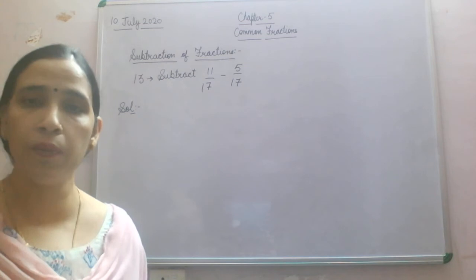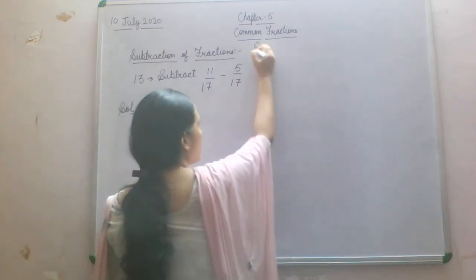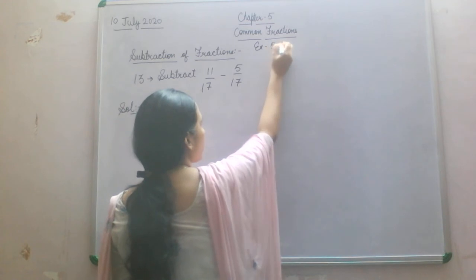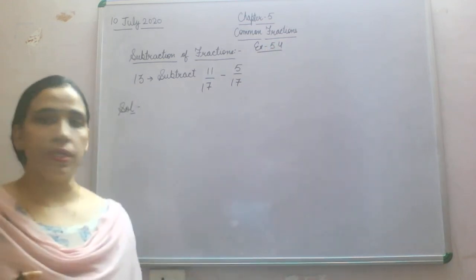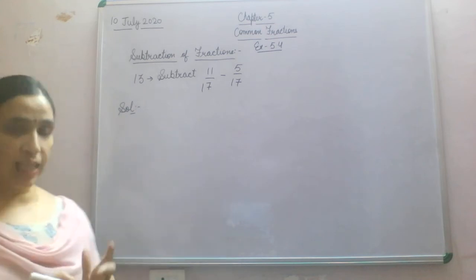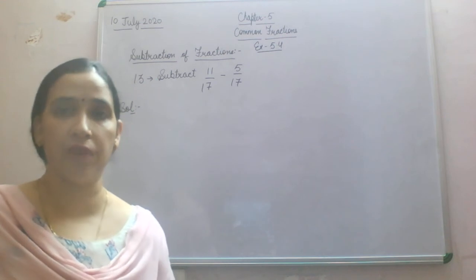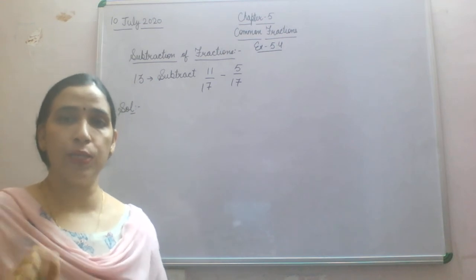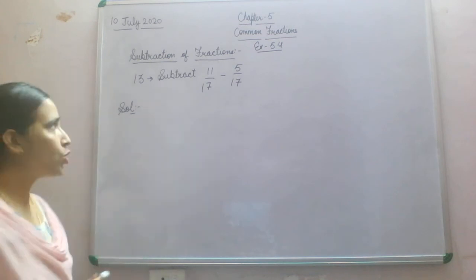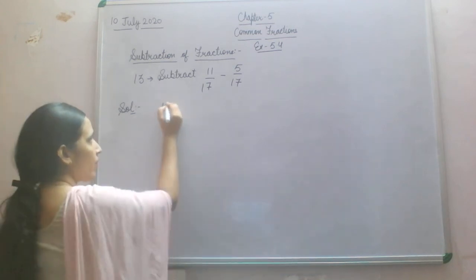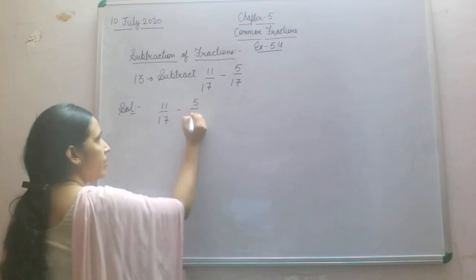This is your question number 13 in your exercise, which is Exercise 5.4, that I'll write down here. Exercise 5.4. So children, as you can see, these two fractions are examples of like fractions. So we'll write this question here, 11 by 17 minus 5 by 17.